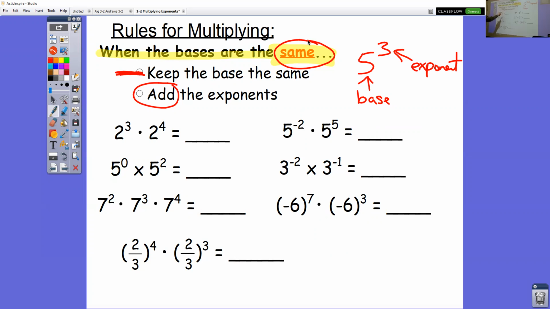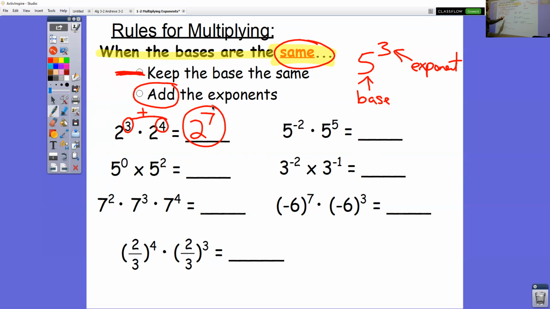2 to the third times 2 to the fourth. We're going to keep the base the same. We're going to keep that big number the same. And then all that you need to do is add your exponents. 3 plus 4 is 7. We don't type this into the calculator. We need a number that's in exponential form. So we need a number that has a base and an exponent. You wouldn't figure out what 2 to the 7th power actually equals in standard form. We want to leave it in that exponential form.